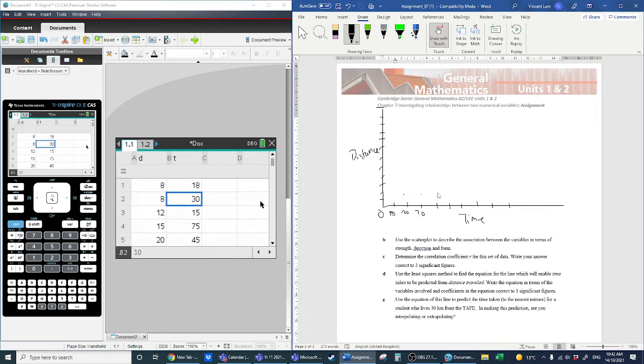Please make sure you use a ruler when you're doing the time axis and the distance axis, and please make sure you space these out properly. Then you just need to go along and do the rest of the dots for a scatter plot. So we will make you do it by hand and on the CAS calculator. Please make sure you do it properly.